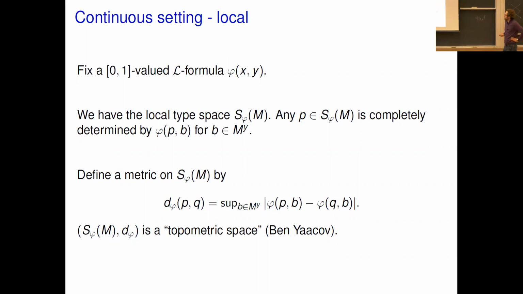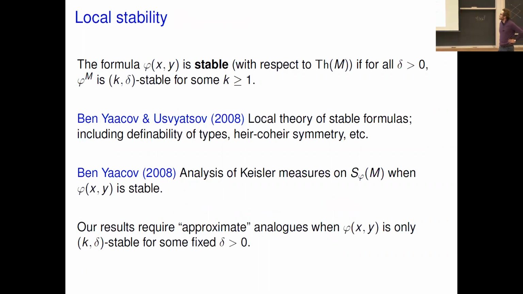All right, there's some work here that already exists. We can say that our formula is stable with respect to the theory of the structure if it's k-delta stable for all delta greater than 0, that is, for all delta there exists some k such that the function evaluated in this model is k-delta stable. Then you can prove the usual kinds of things, that this is a property of the theory, not a property of the particular model you picked, and so on.